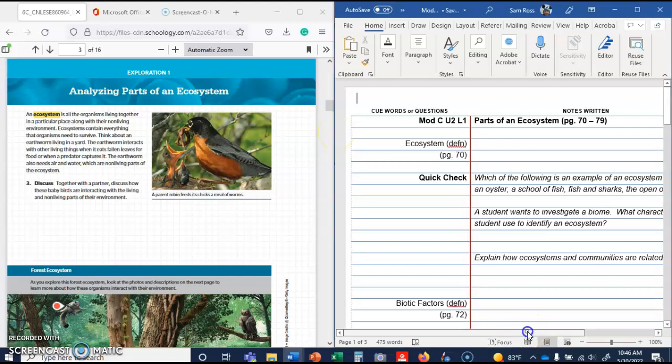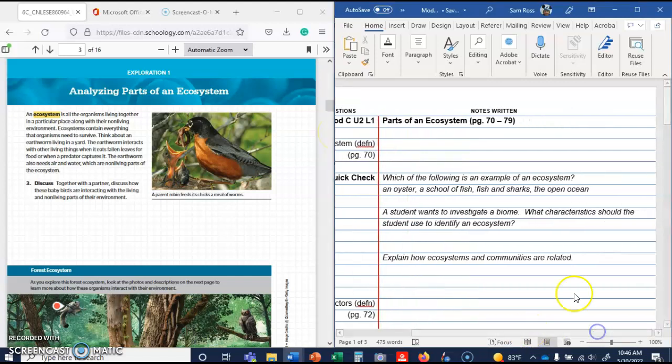And then we have our first quick check. It says, which of the following is an example of an ecosystem? An oyster, a school of fish, fish and sharks, or the open ocean? And that's going to be the open ocean.